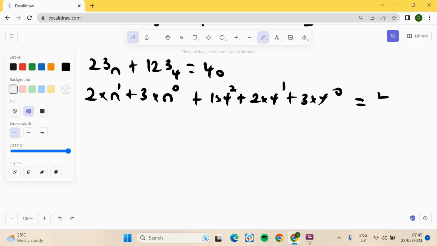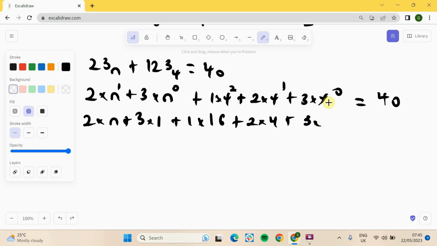Is equal to 40. 40 is the one in base 10. So 2 times, let's simplify. That will be 2 times n plus 3 times what? 3 times 1, great. Plus 1 times 4 squared is what? That's 16. Plus 2 times 4 raised to the power 1 is 4. Plus 3 times 4 raised to the power 0. Anything raised to the power 0 is what? Is 1, right? Is equal to 40.